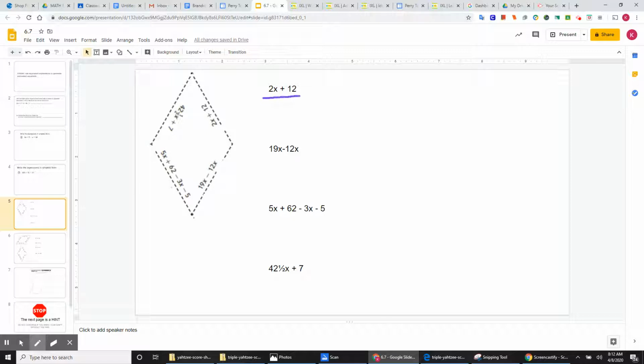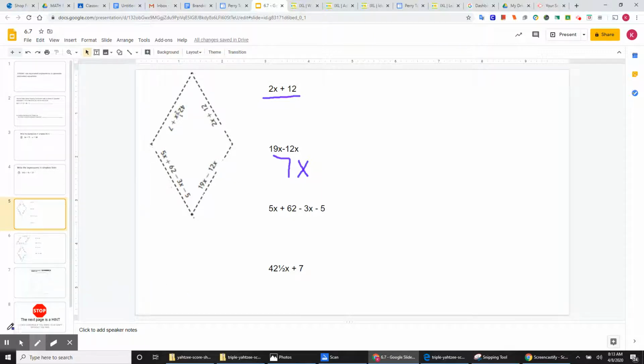Now, this one, 2x plus 12, is already simplified. There are no terms that I can combine. Here we have 19x minus 12x. So 19 minus 12 is going to be 7x, which I saw a puzzle piece that started with 7x. So that's going to be its match.